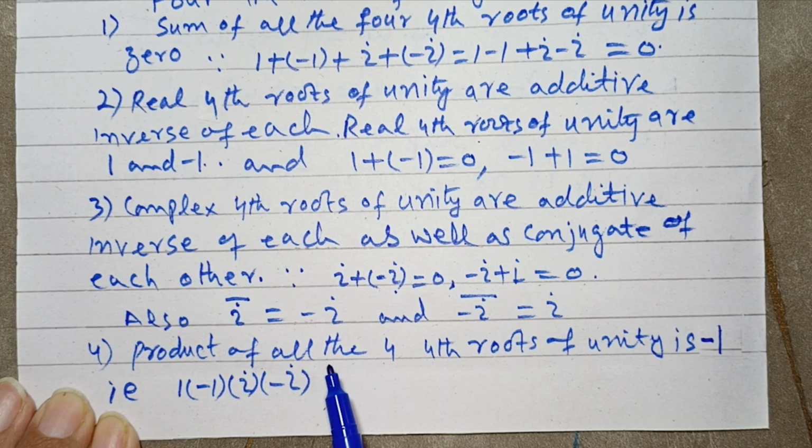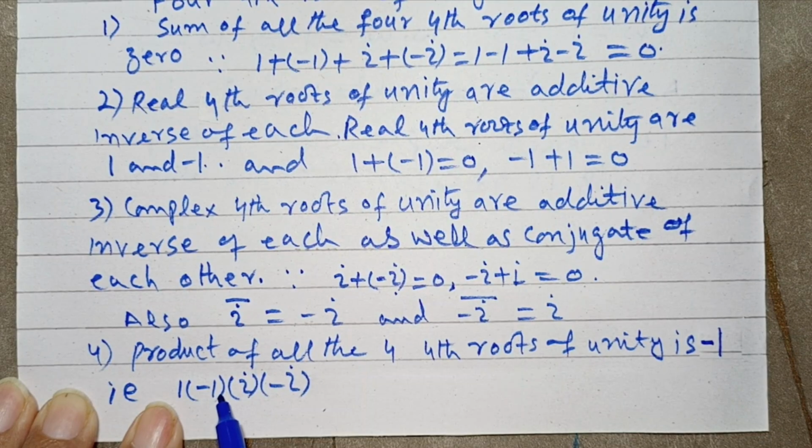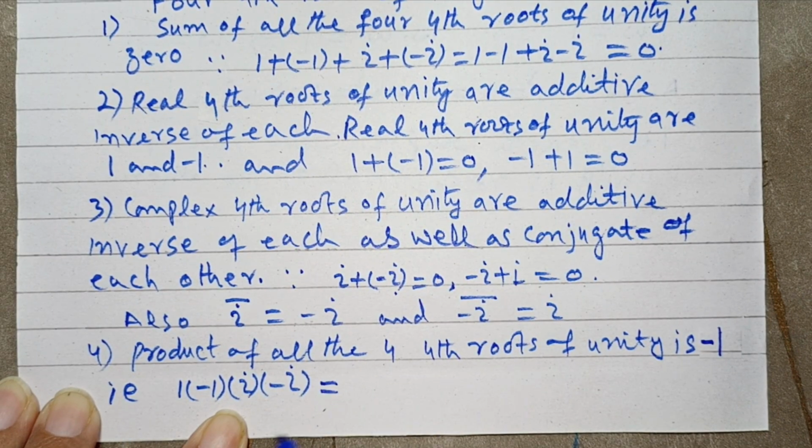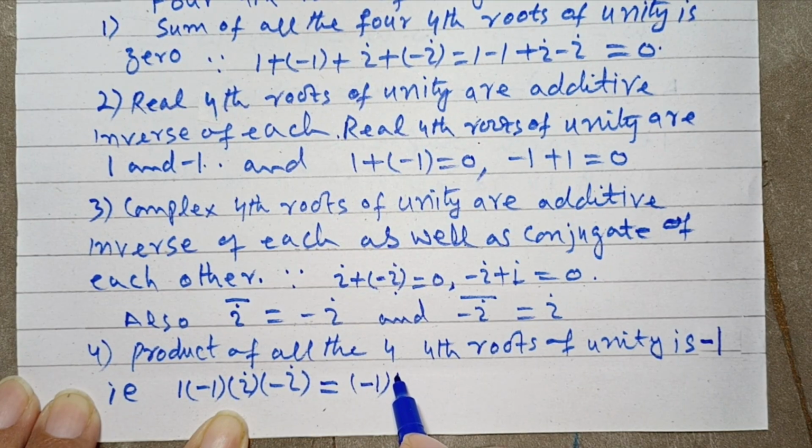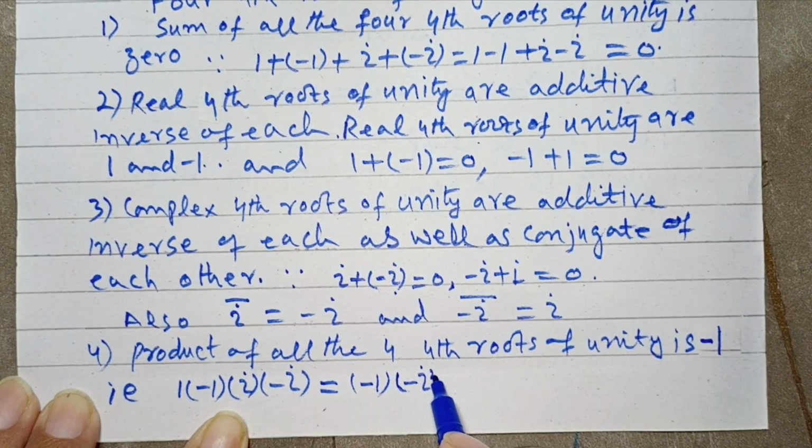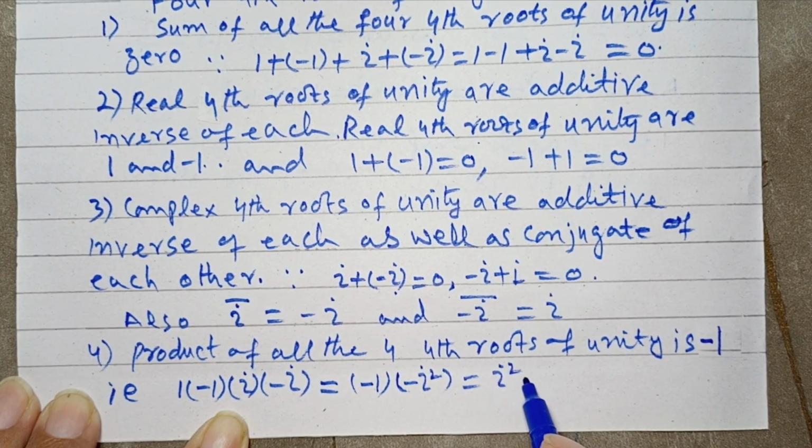Product of all the fourth roots of unity is minus 1. That is 1 into minus 1 into iota into minus iota is equal to 1 into minus 1 is minus 1. Iota into minus iota is minus iota square. This is equal to iota square. And the value of iota square is minus 1.